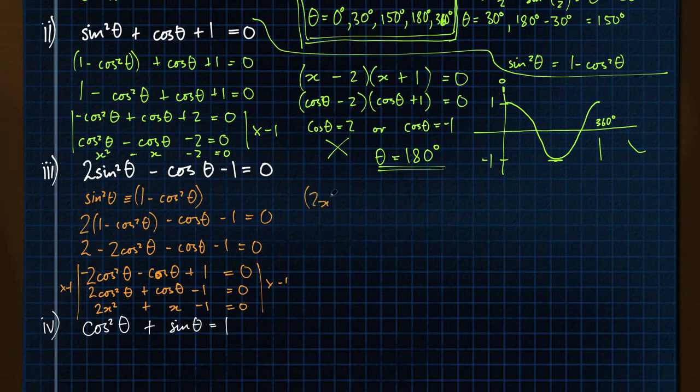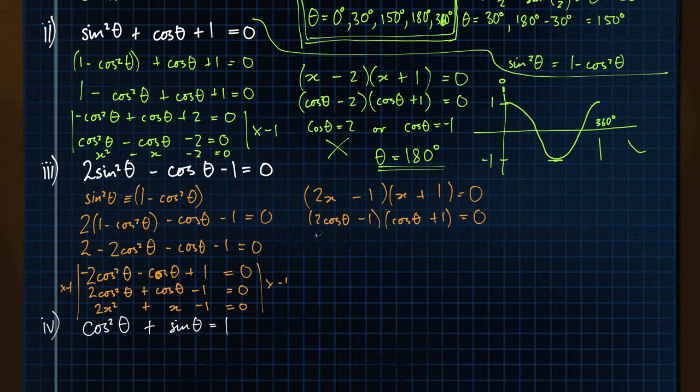2x squared means that I've got a 2x and an x at the start of my brackets. Then I'm looking for things that multiply to minus 1. Well, that's got to be plus 1 and minus 1, and I've got to end up with plus x in the middle, so I want that to be a plus 2x minus 1x. So if I write that out now in terms of cos, that's 2 cos theta minus 1 times cos theta plus 1 equals 0.